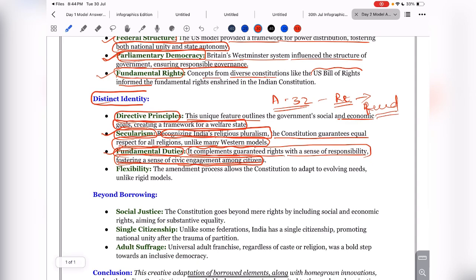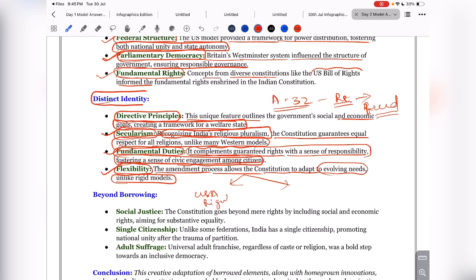And next is about flexibility. The amendment process allows the constitution to adapt to evolving needs, unlike rigid models. Whenever we were making our constitution, we had two models. One is the US model, which is rigid in constitutional amendment, and the UK model, which is very flexible. So India follows a synthesis of both, where it is not that easy to amend the constitution, so that the current government cannot change it as per their whims and fancies, while at the same time it is not too rigid to change as per the need of the time, situation or exigency.